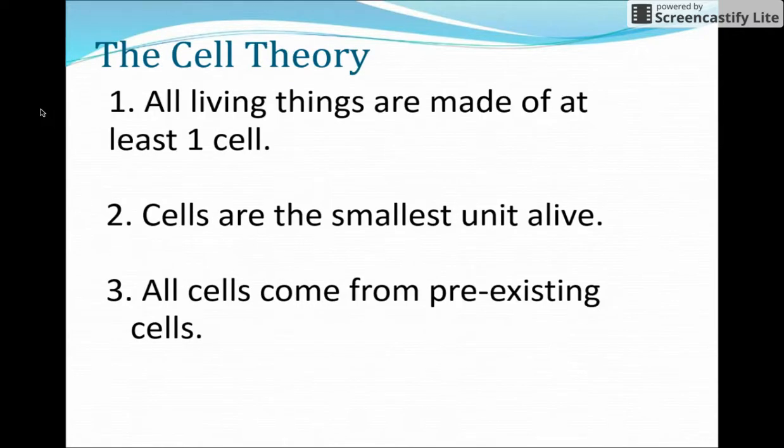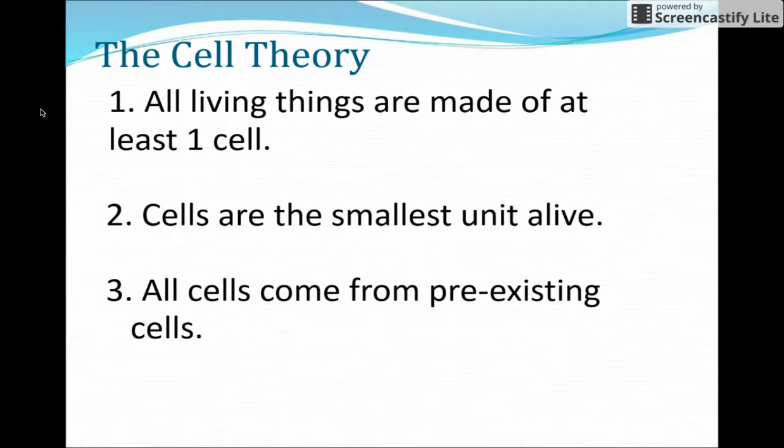Our 3 parts of the cell theory, so these are super, super important. You're definitely going to have to know the 3 parts of the cell theory. Number 1, all living things are made of at least one cell. So you're either one living cell by yourself, or you're multicellular, so you're made of many cells put together, like humans or plants or a fungus, any of those, like a mushroom.